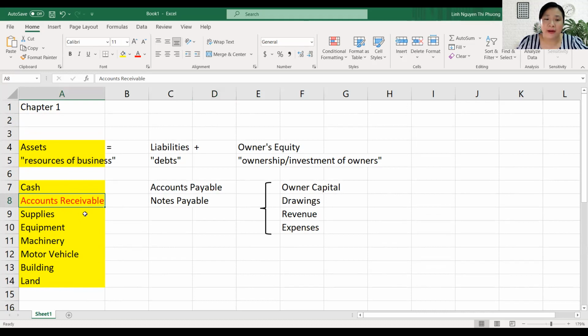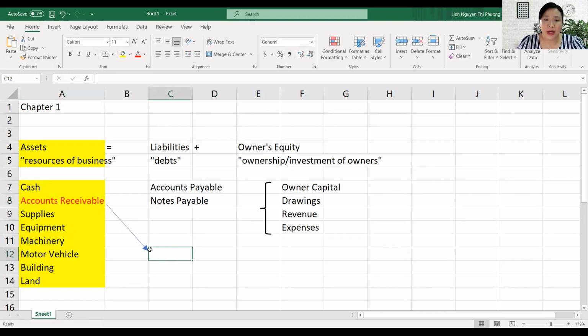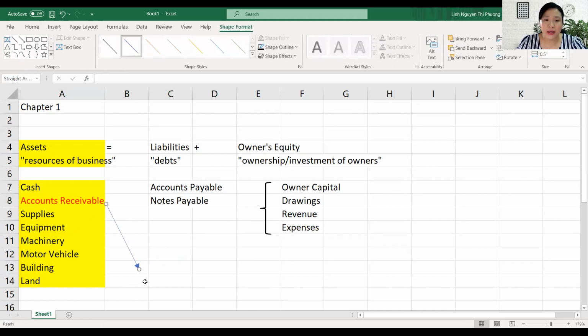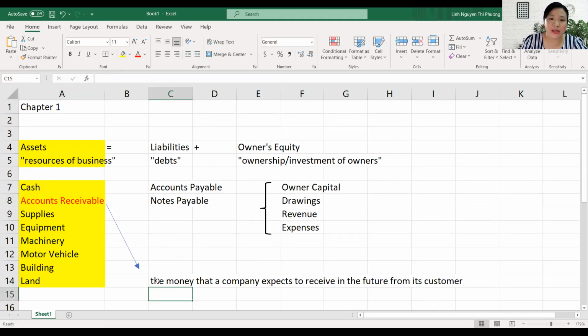So what does it mean by account receivable? It means the money that the company expects to receive from its customer in the future. We call it account receivable. Okay, so again, account receivable means the money that a company expects to receive in the future from its customer. We call it account receivable.